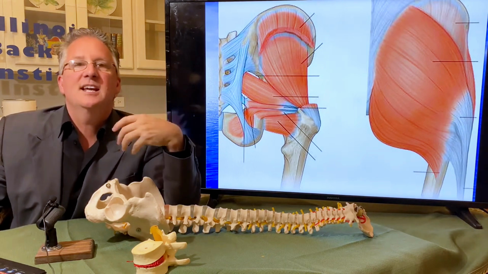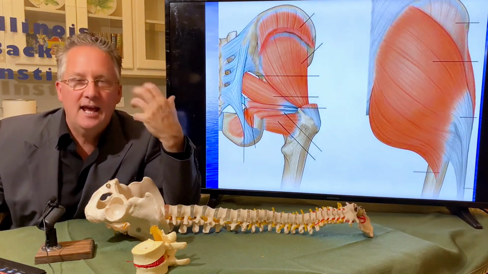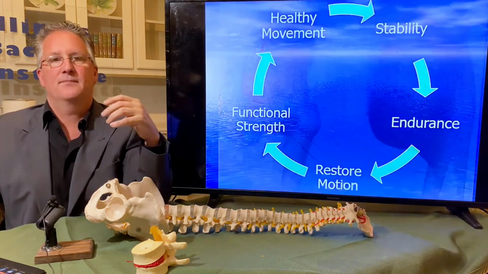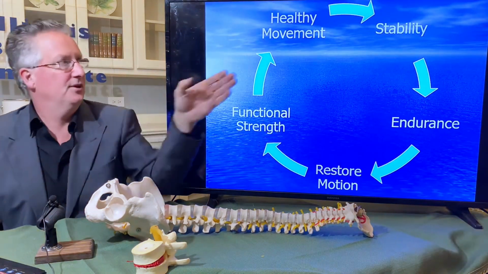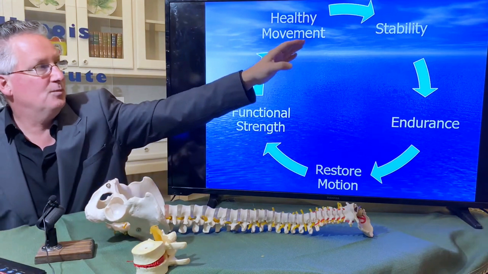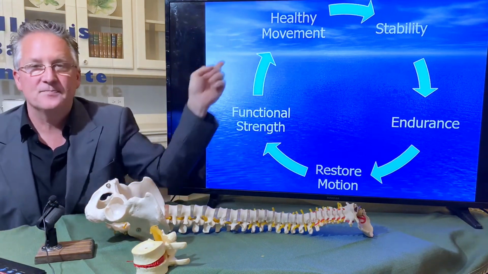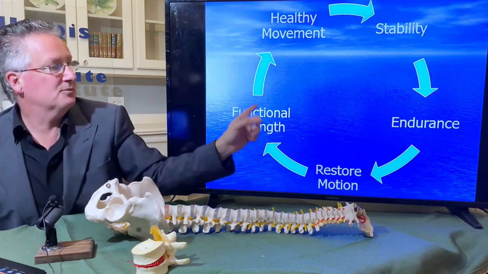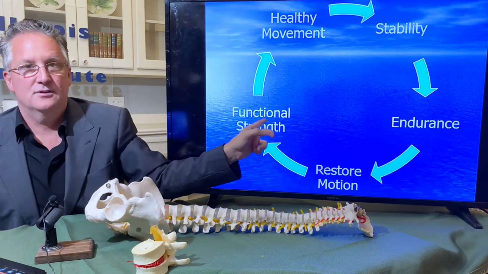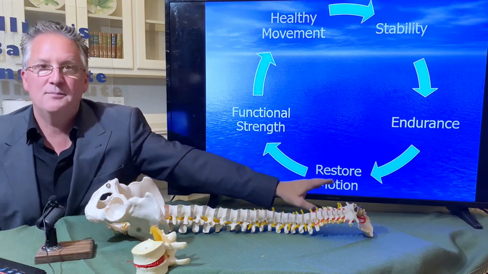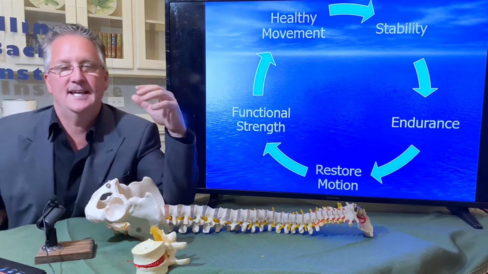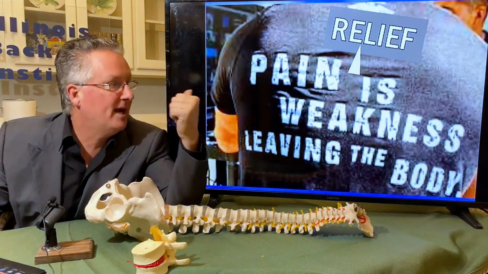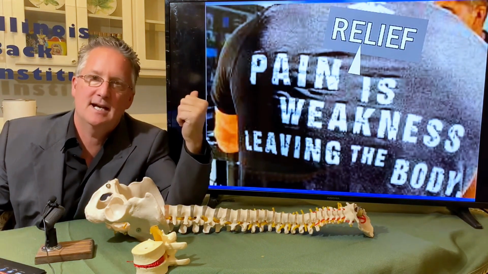Restore function to the muscles, everything is better. That's the key to the program. Restore the motion. Reactivate healthy movement, stability. It's the cycle. Continue the process. Healthy movement comes from strong glutes. Strong glutes allow for the hips to restore, so the whole thing works together. That's the key. That's why I say pain relief is weakness leaving the body.